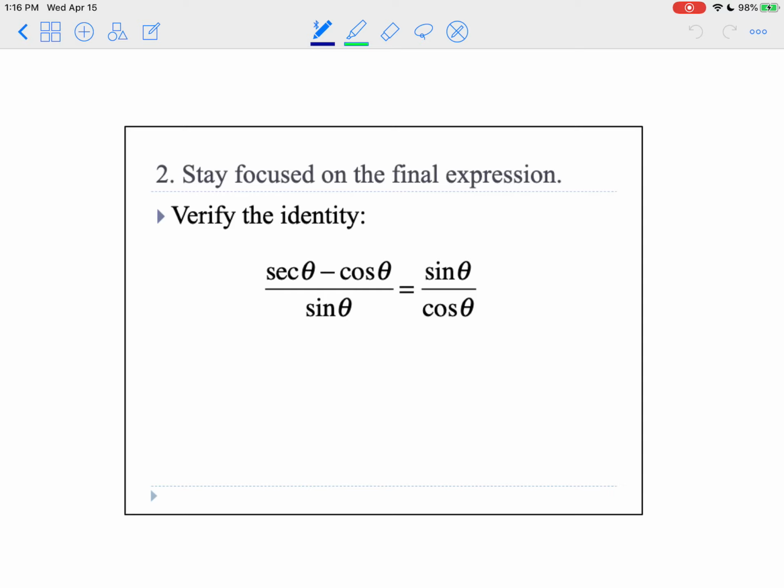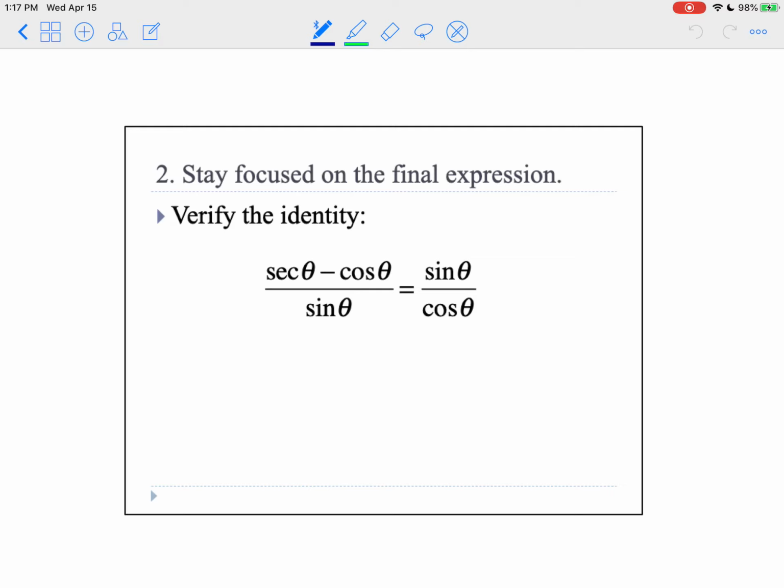Okay, we want to verify this identity. So we're always staying focused on the final expression. That's something we're always doing, and we're always starting with the more complicated side. Now let's talk about what it means to be more complicated. Terms are more difficult to work with than factors. Terms are things that are added and subtracted. Factors are things that are multiplied and divided.